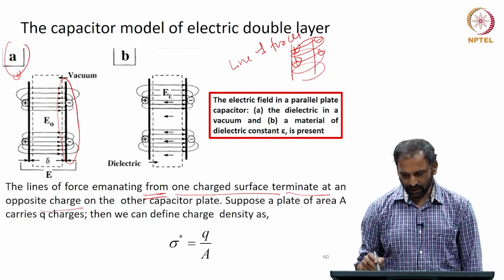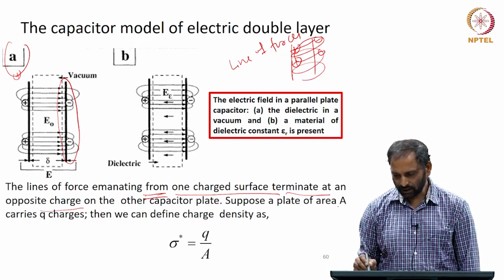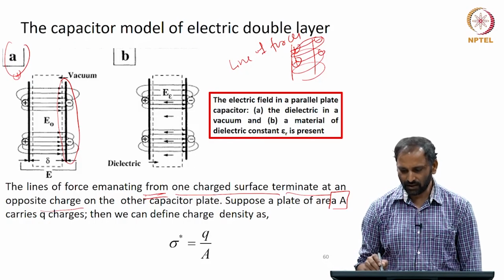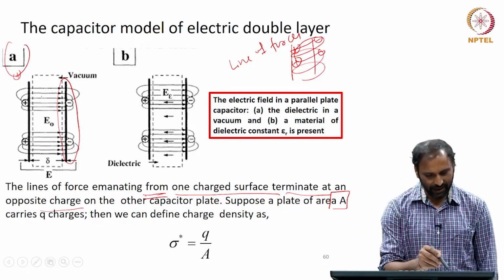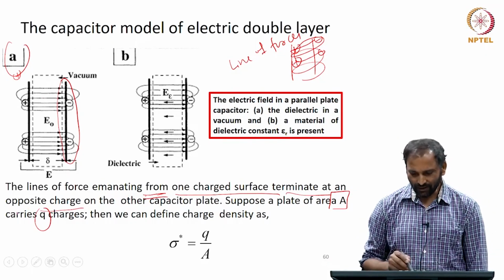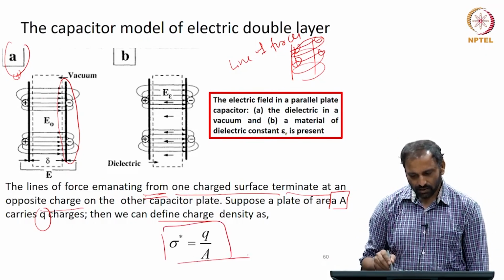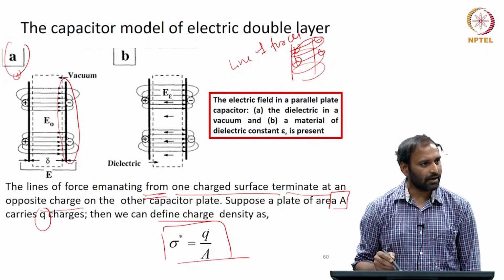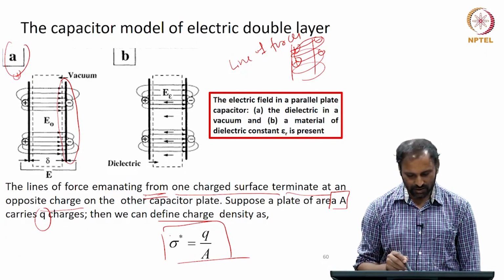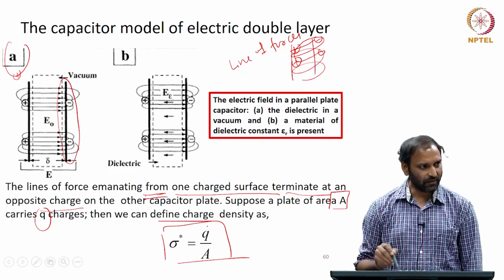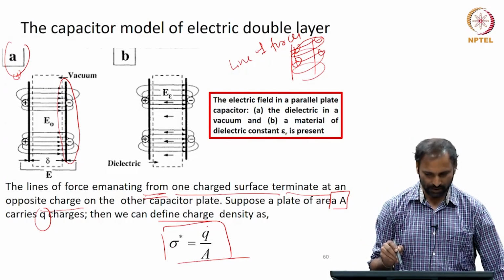Okay. And if you assume that the surfaces have an area A, suppose that the plates are of area A, and if the total charge that each of these plates carry is Q, then we can define a quantity called the surface charge density, okay, which essentially is the charge per unit area, right. I can define that. This is the surface charge density sigma star, which is the total charge divided by the area of the plates, right.